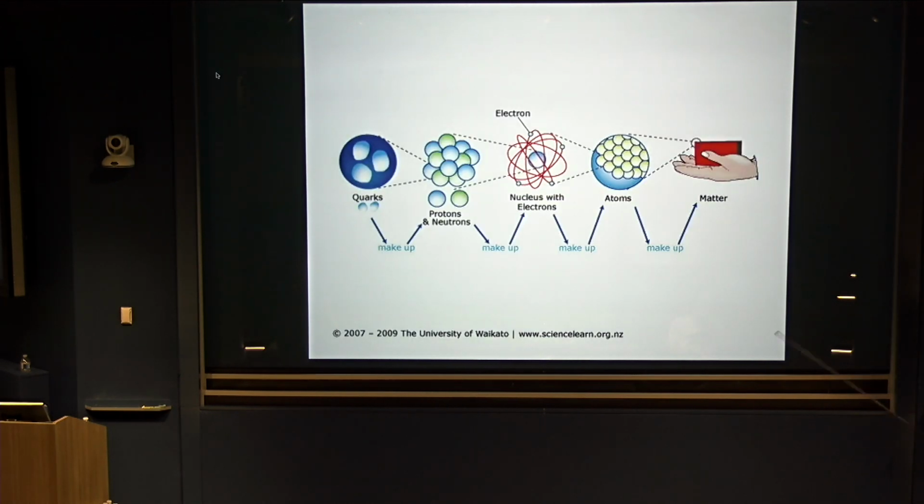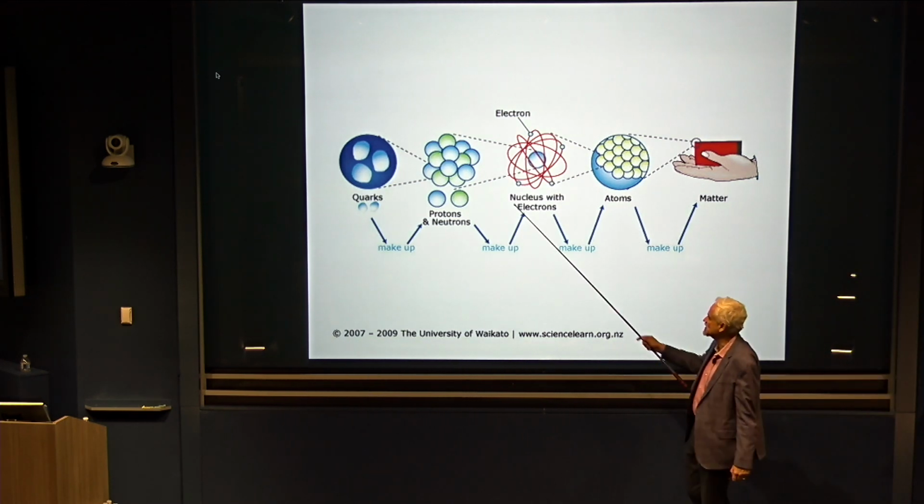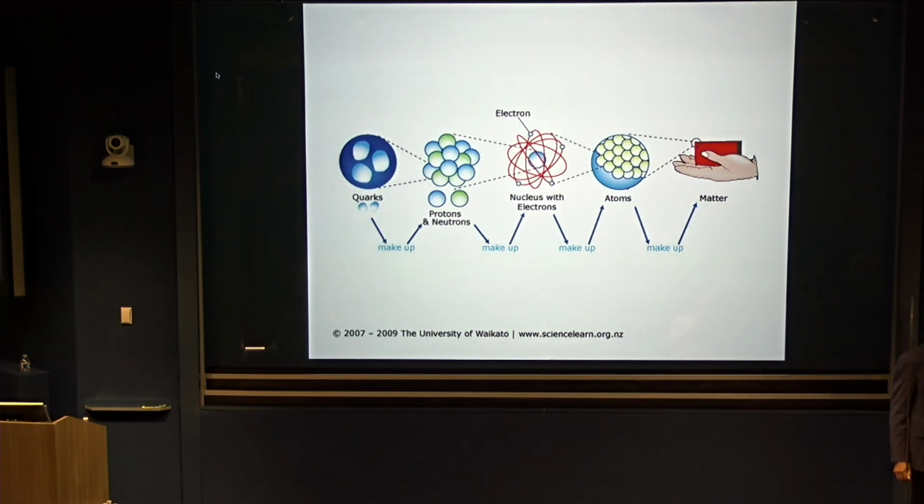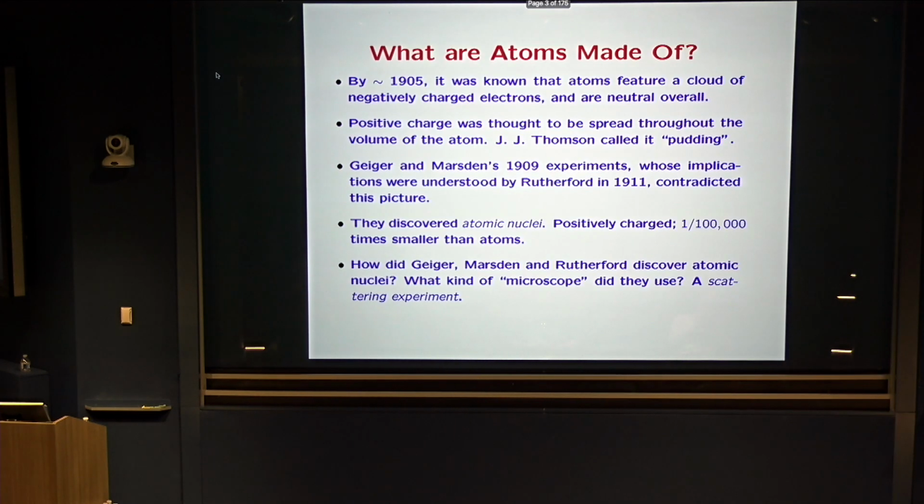So what are quarks? I'm trusting that all of you have heard that matter is made of atoms, and atoms have nuclei in their middles, and nuclei are made of protons and neutrons, and those are made of quarks. But I want to say a little bit more about how we know these things.